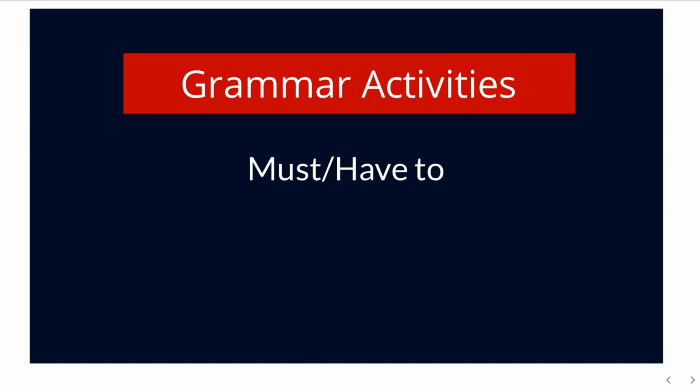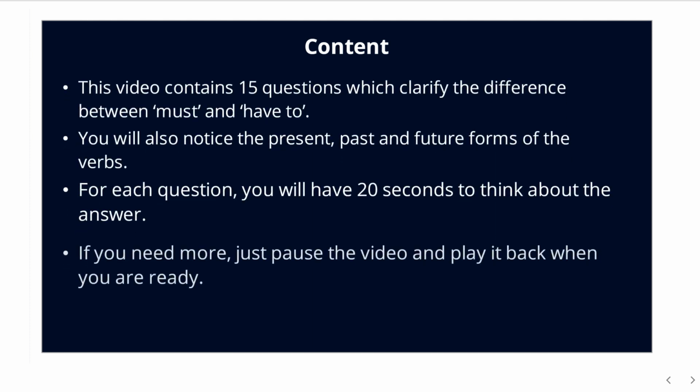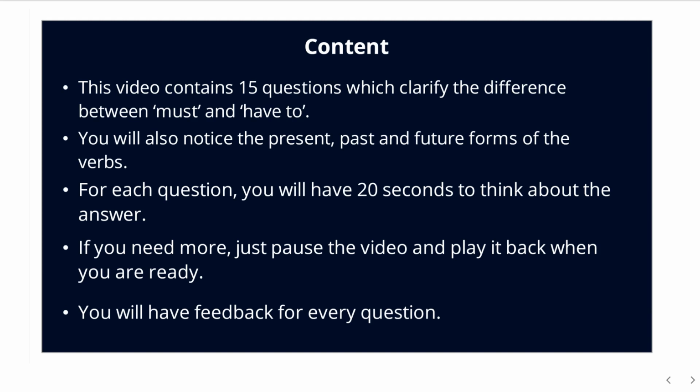So today's lesson is on must and have to. These are activities, which means that you will have 15 questions which will clarify the difference between must and have to. You will also notice the present, past and future forms of the verbs. For each question you will have 20 seconds to think about the answer. If you need more, just pause the video and play it back when you are ready.